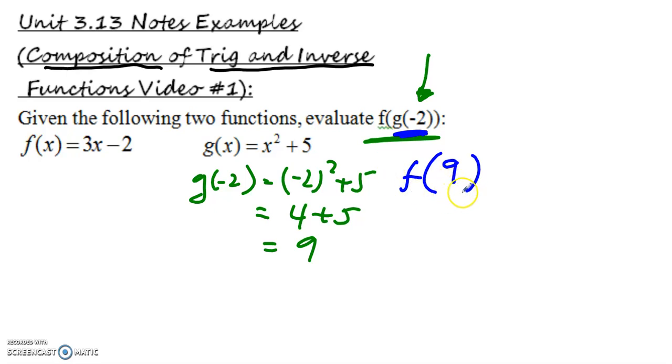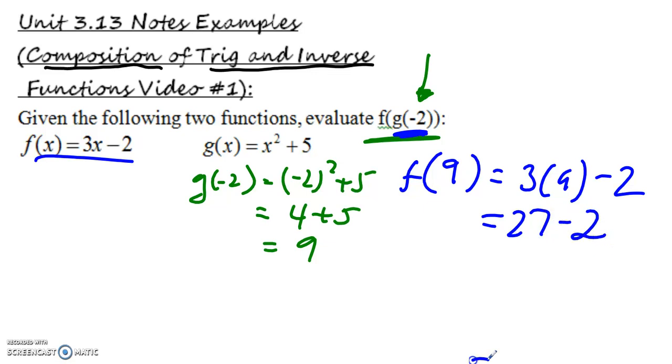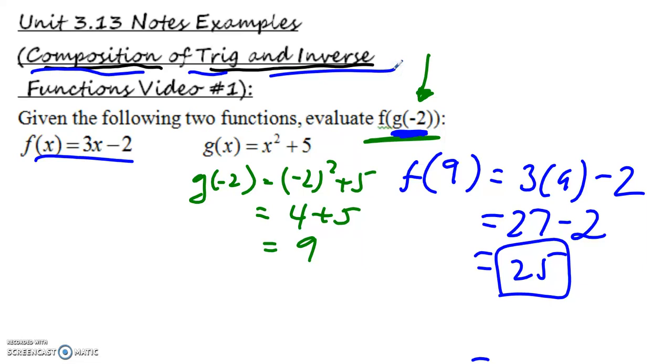So that means that I'm going to plug 9 into my f function, which would be 3 times 9 minus 2, or 27 minus 2, or 25. So what a composition function really means is you start with the most interior function and then work your way out. This logic will help us with the composition of trig and inverse trig functions.